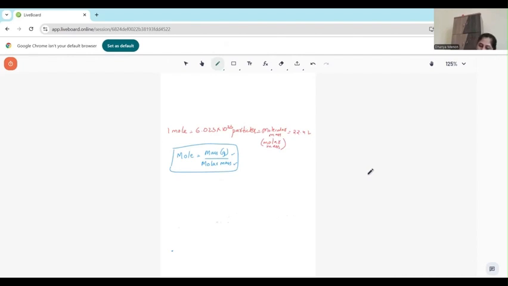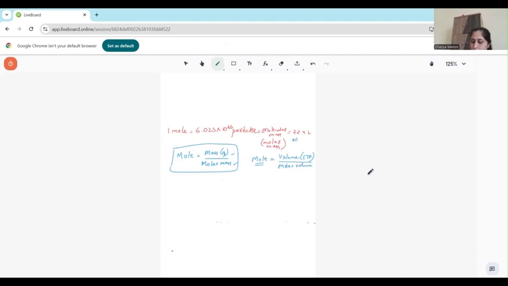Similarly, if the volume of any gas is given at STP, you can find out the mole by this formula: the given volume at STP divided by the molar volume. How much is the molar volume that we learnt just now?